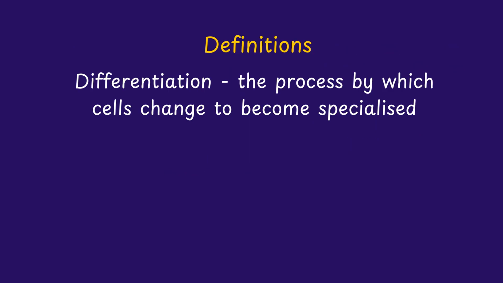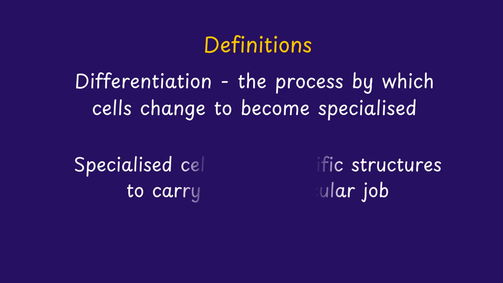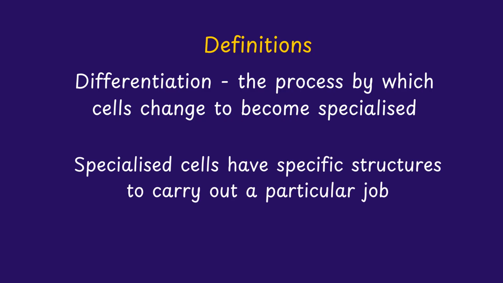Here is a reminder of the two definitions that you need to know. Cell differentiation is the process by which cells change to become specialized. And cell specialization is when cells have specific structures to carry out a particular job.